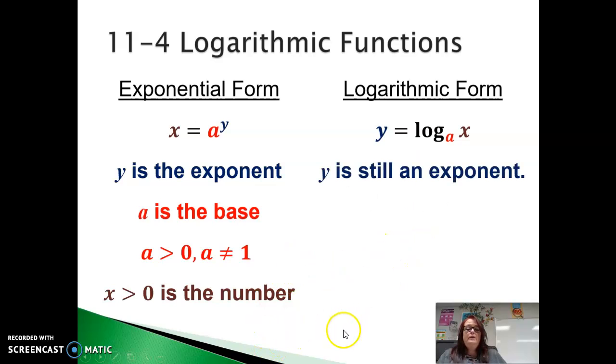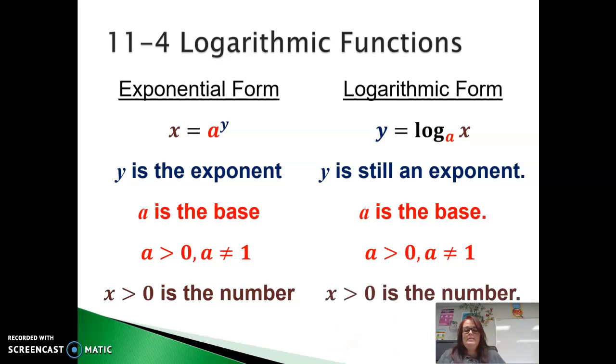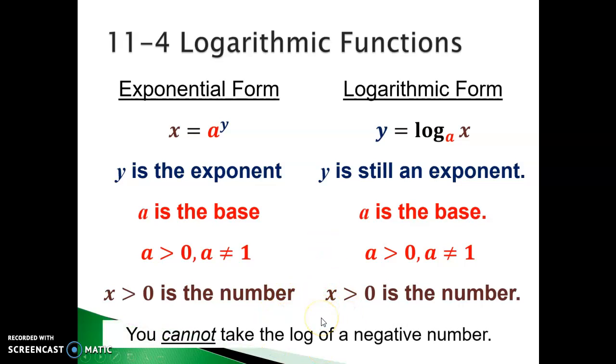When it comes to the logarithmic form, y is still that exponent, a is still the base, a still has to be greater than 0 and not equal to 1, and x still has to be greater than 0 because it's that same number as it would have been on the left-hand side. So that means the base of a log cannot be negative or 1 or 0, and the number itself that we take the log of has to be a positive number. It can't be 0 and it can't be negative.